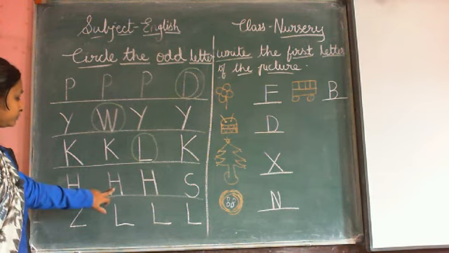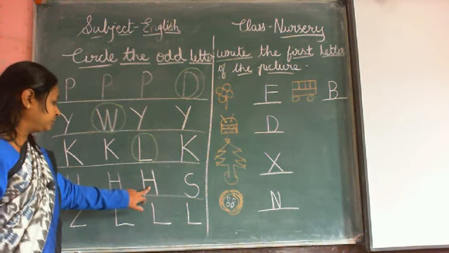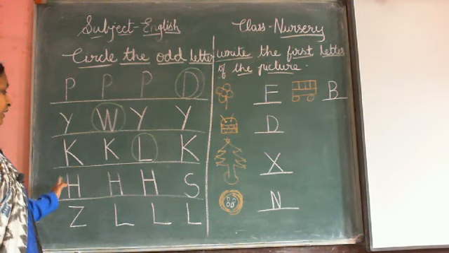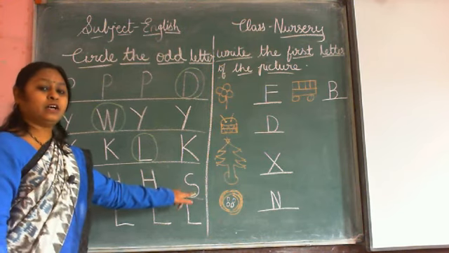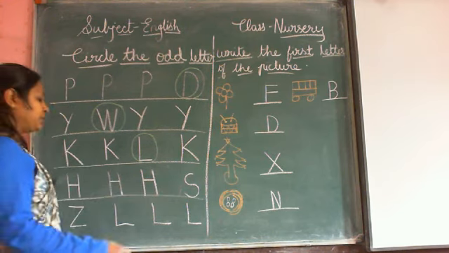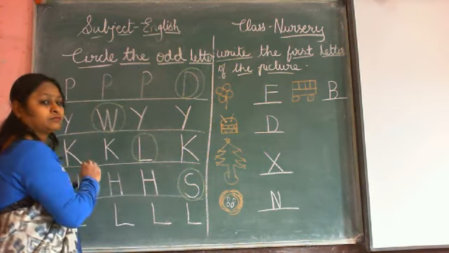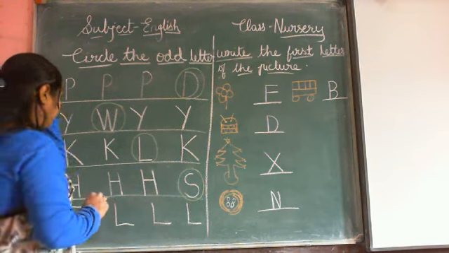Look here. H, H, H, S. So which is different? All are H, but only one is odd. So we will circle the letter S. Good, very good. You are doing good.